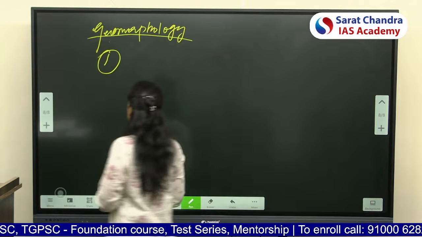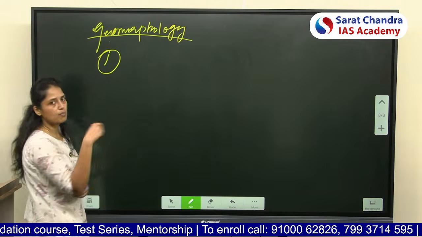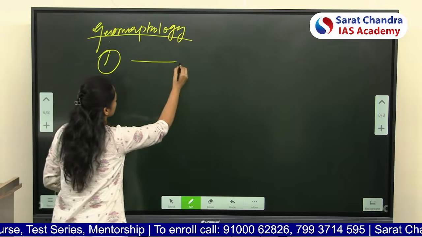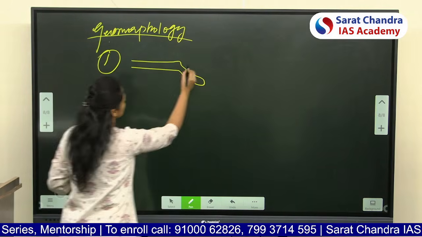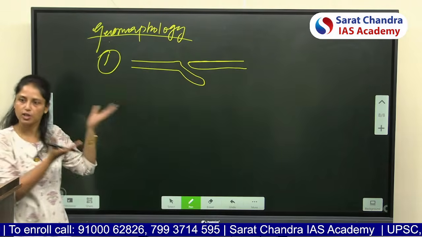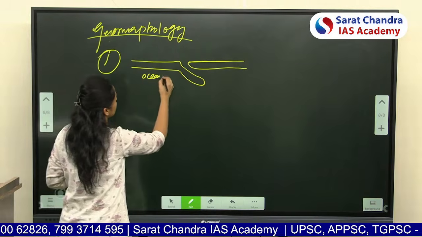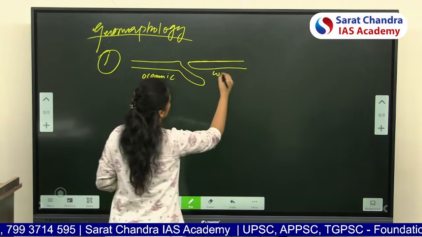So here the very basic thing for you is that when you write a question about the mountain formation, there must be a very basic diagram of the convergent plates. See, this is a very basic diagram, but you have to make these simple diagrams only. So this is oceanic plate and this is continental plate.